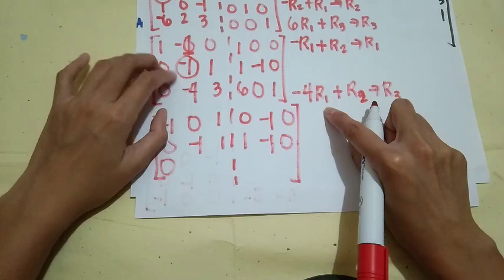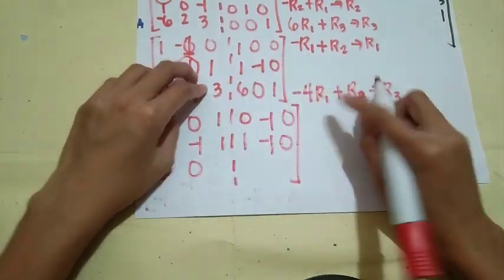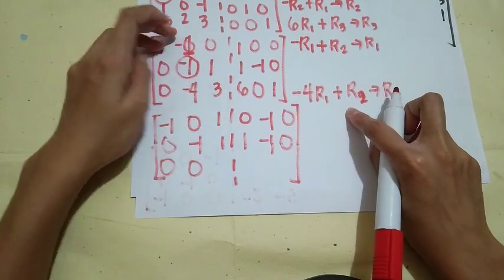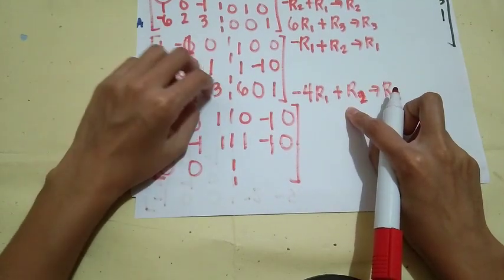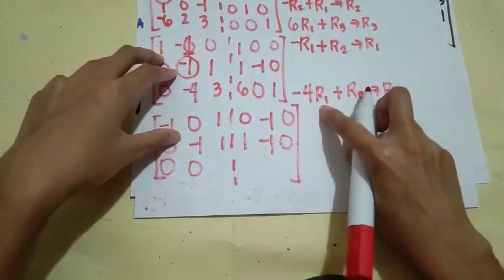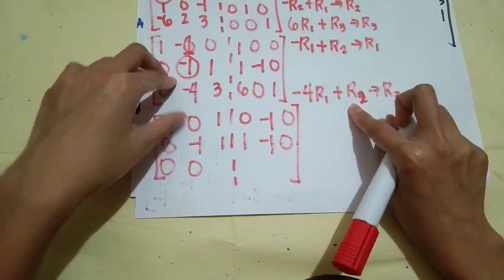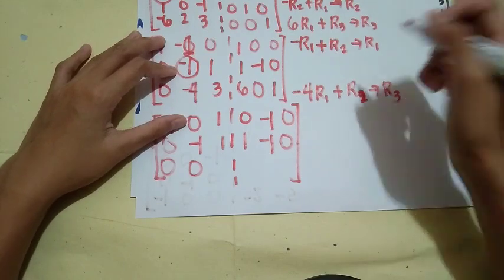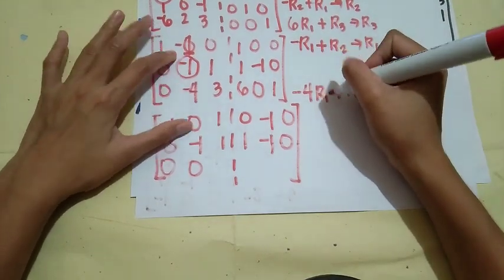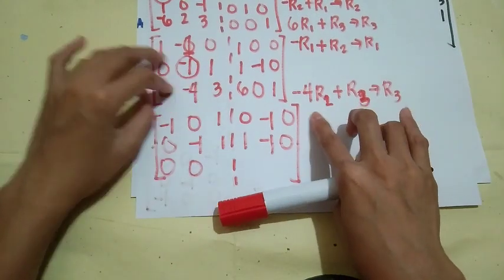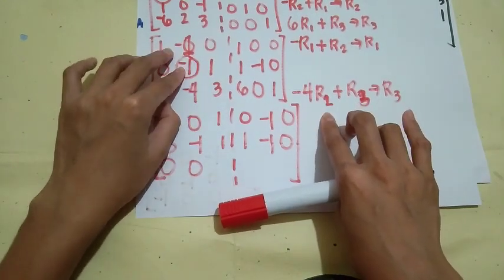Negative 4 R1 will become positive 4 plus negative 4 is 0. And then negative 4 R1 plus R2 is 0. Then plus, this is negative 4 R2. Negative 4 R1 plus, okay, then this is 3, this is 2. Okay, negative 4 R2 plus R3. Okay, negative 4 R2 and positive 4.